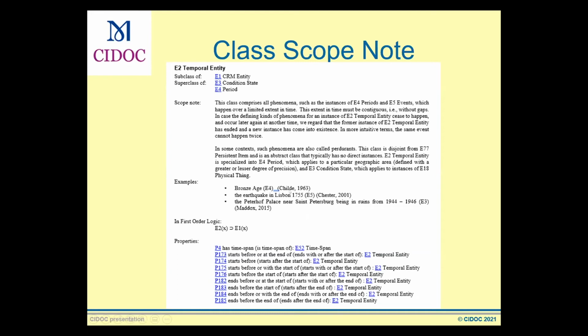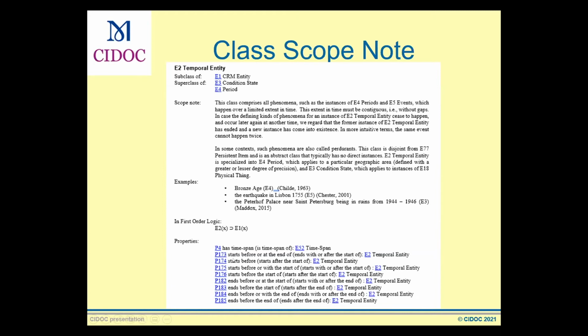So the scope note says what it is. There are some examples, typically with references to point you to where the example comes from. We describe it using first order logic as well, which if you're a computer scientist is nice, and if you're anybody else, so what? You don't need to worry about it. And then we describe the properties, the links that go between this class and other classes.